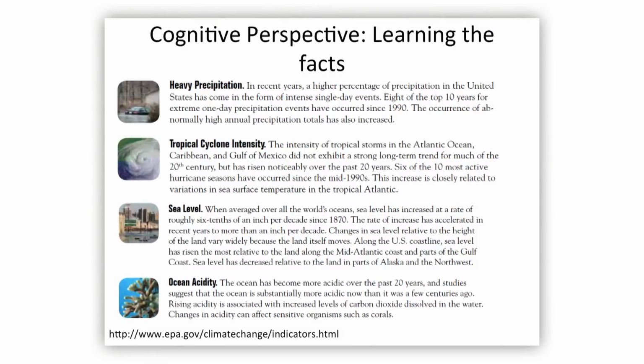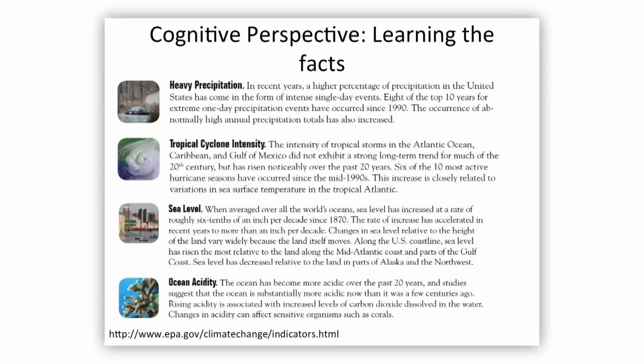And I think mostly when we teach about climate change, we teach from a cognitive perspective about learning the facts. And having illustrations of indicators of climate change can be quite powerful when we're doing this teaching. So things like the heavy precipitation events. 8 of the top 10 years for extreme one-day precipitation have occurred since 1990. The intensity of tropical cyclones has increased. Sea levels have risen. This is something that's measurable across the world. And as well as the pH of the ocean, or the acidity of the ocean, has also changed.